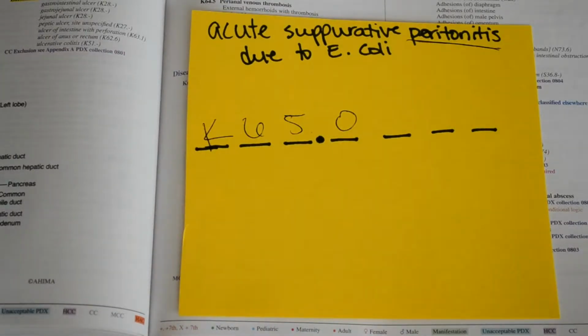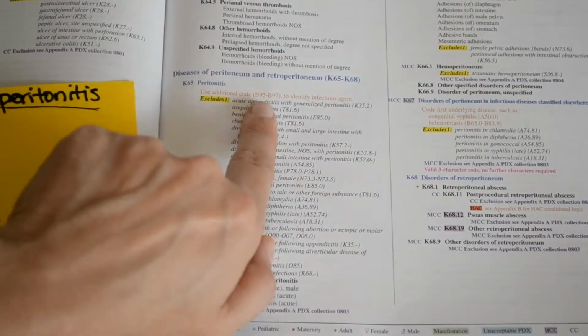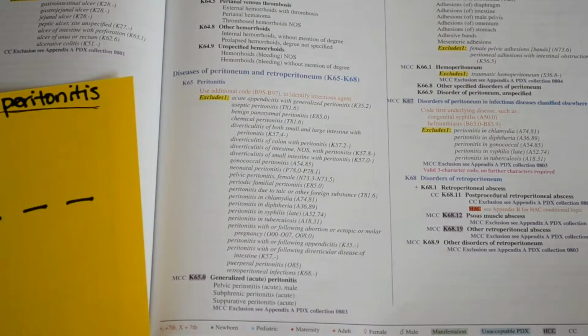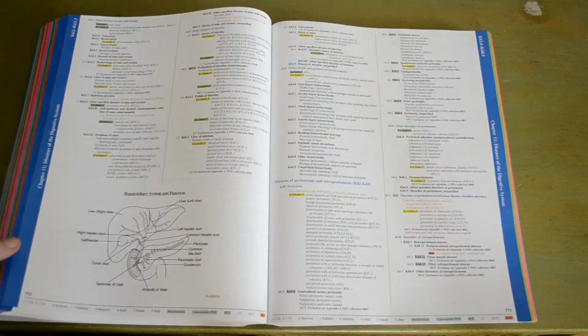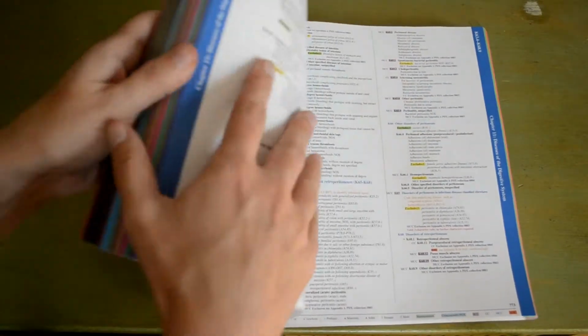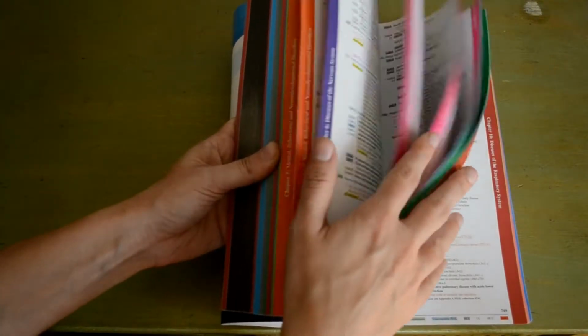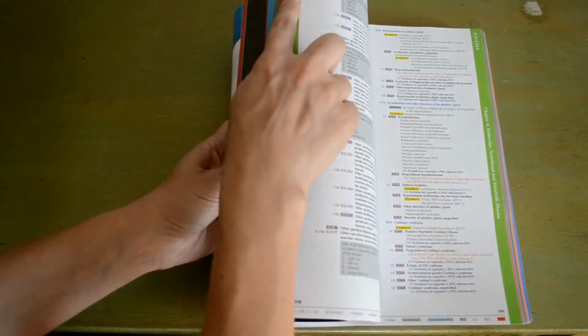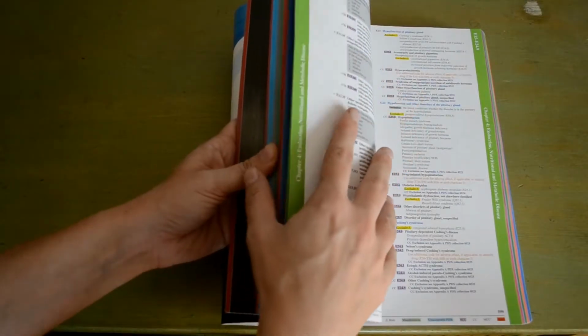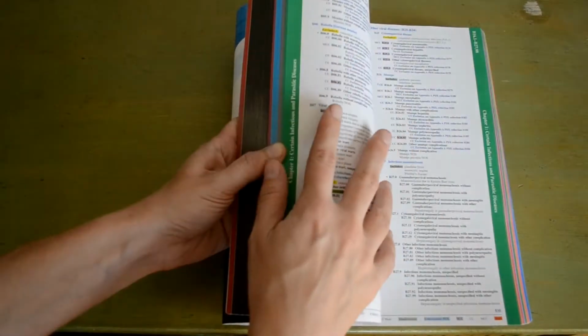But now we need to go back to that notation that told us to go to B95 through B97 to get our infectious agent. So now we look at the sides of our pages and look for B. Since the first letter of these codes are all in alphabetical order, B will be near the beginning of the book.